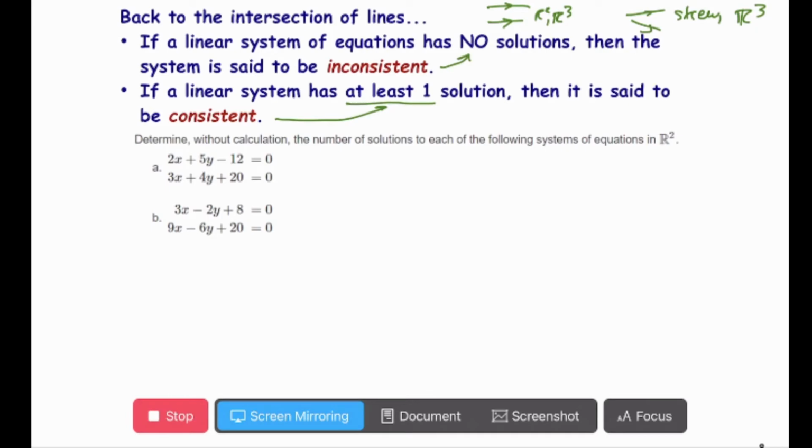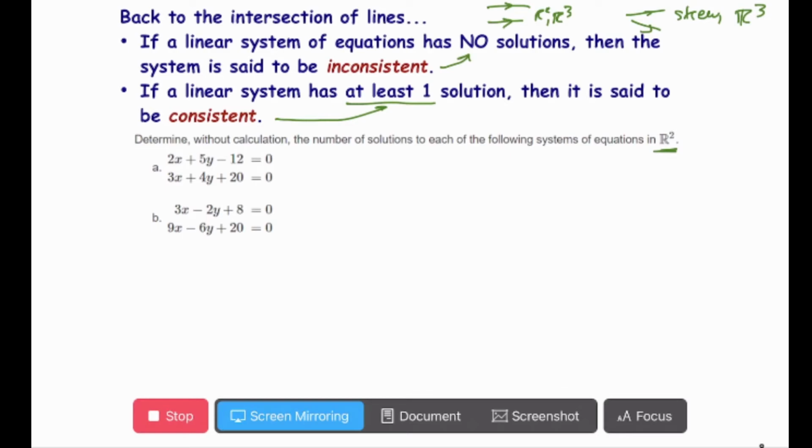And let's take a look at some calculations here. Determine without calculation the number of solutions to each of the following systems of equations in R2. Let's see how we're going to go about doing that. Remember, we're just in R2, so the only test I really need to do is to see if my lines are parallel or not. We're just dealing with a flat, 2-dimensional surface. Parallel means no solution. Any line that is not parallel will eventually intersect, and so there will be at least one solution.